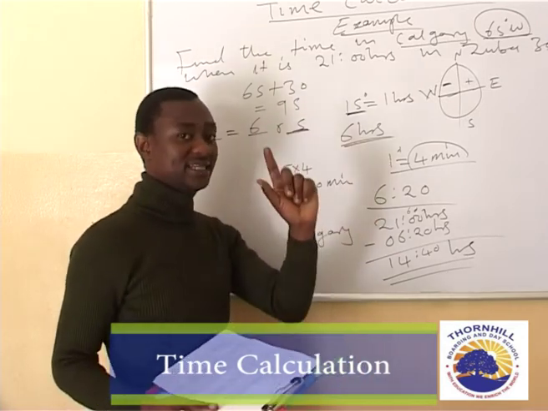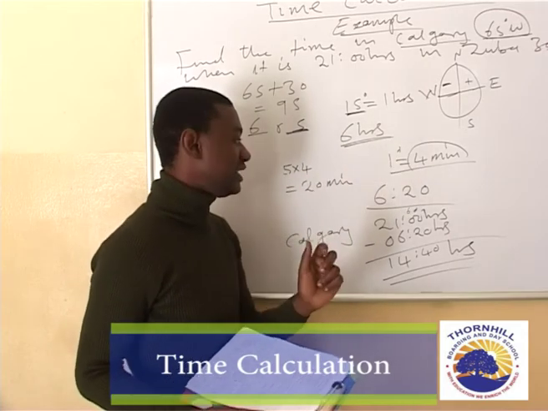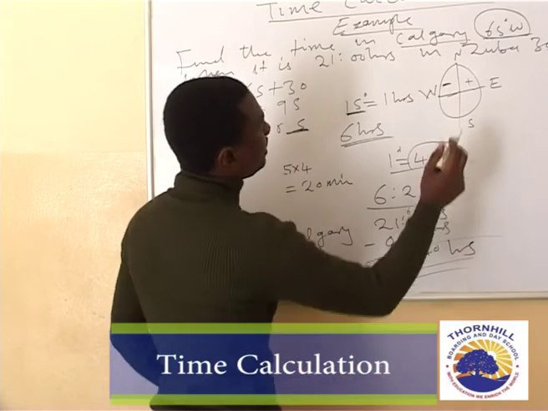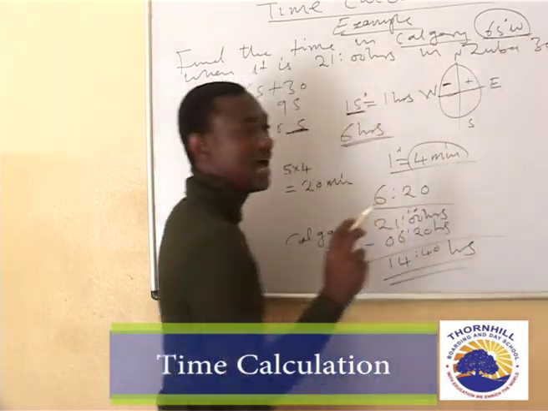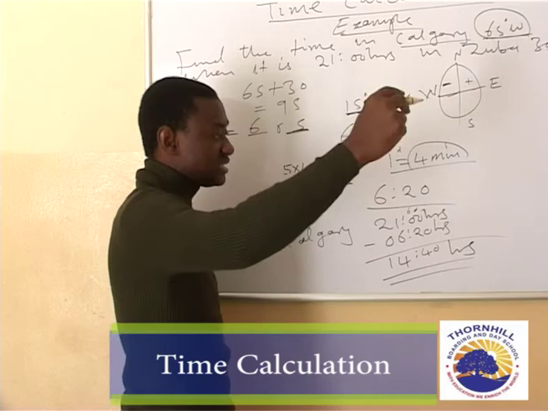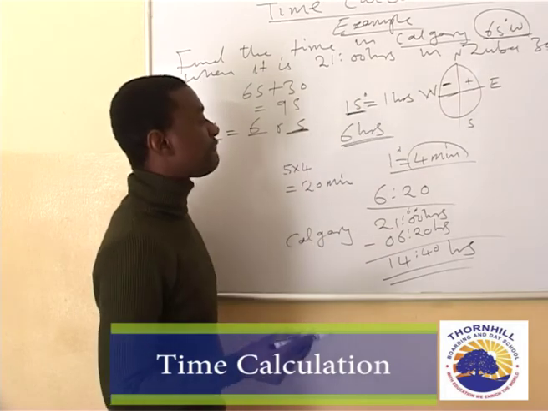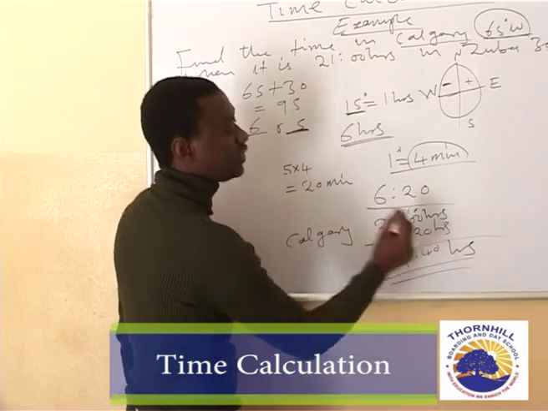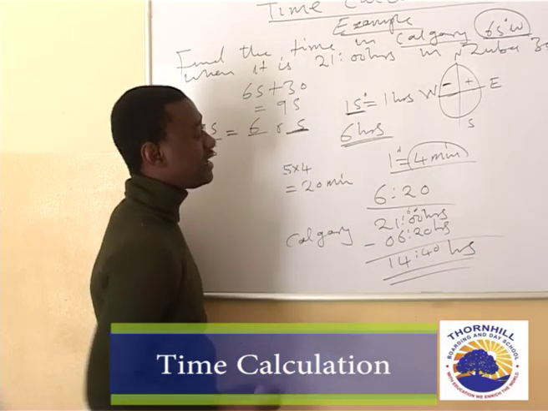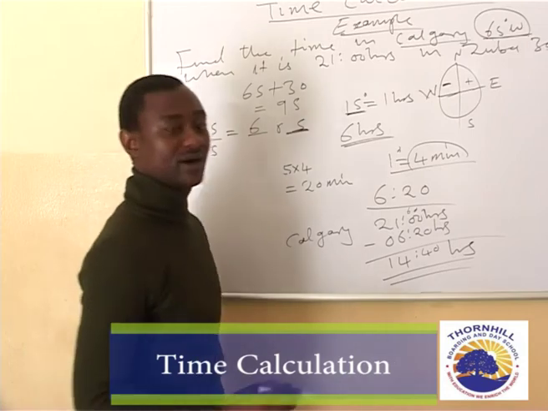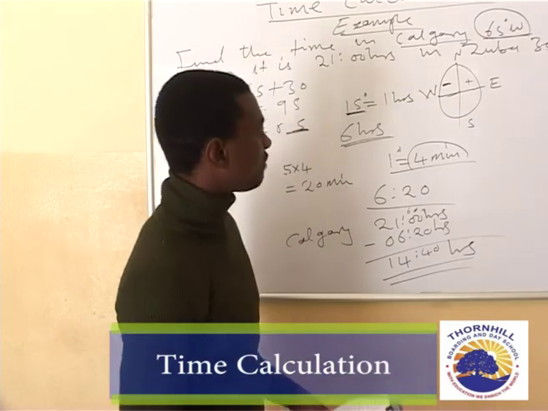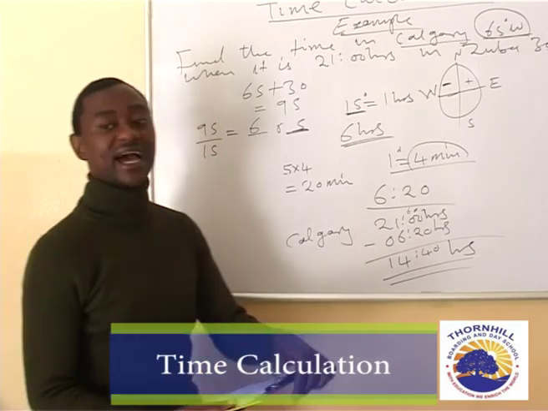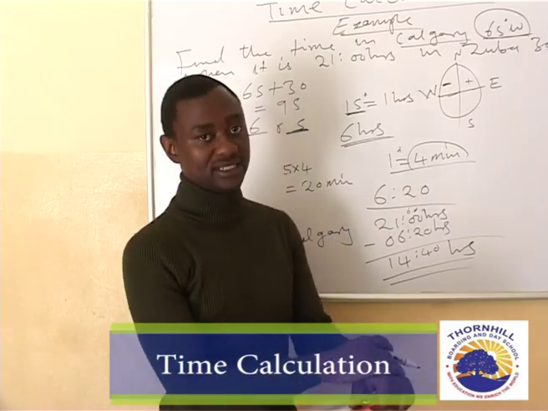We add the time in hours and minutes, which is 6 hours 20 minutes. Since we are finding time in Calgary, which is on the western side, and going to the west time reduces, we subtract 21 minus 6 hours 20 minutes, and we get our final answer, 1440 hours. Therefore, the time at Calgary is 1440 hours. This is how you find time between 2 points.